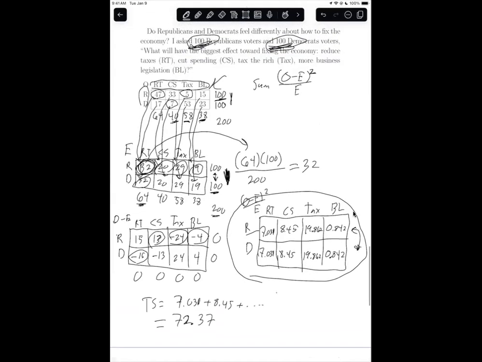Again, things worked out nicely because we had equal sample size. If you don't have equal sample size, this row is not going to match, and this row is not going to match the row above it.